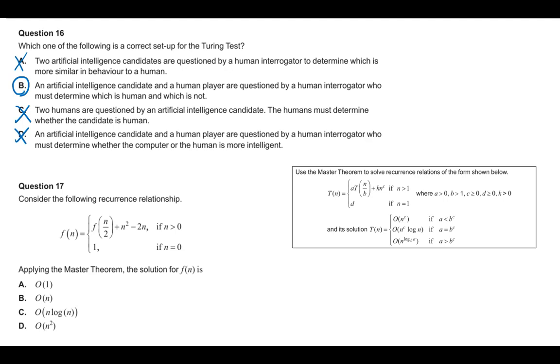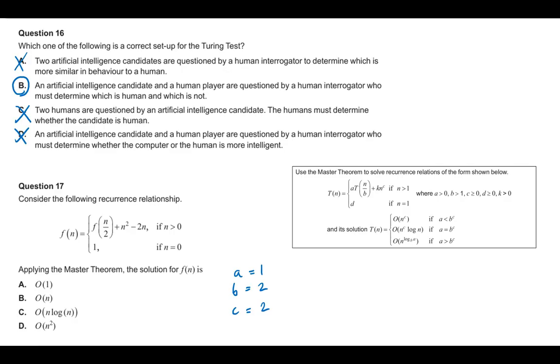Question 17, I love these. We should just be turning the handles. So we can see that a is 1 because there's just one function call. b equals 2 because they're half the size. c is 2 because the highest power in the function outside the recursive call is squared.